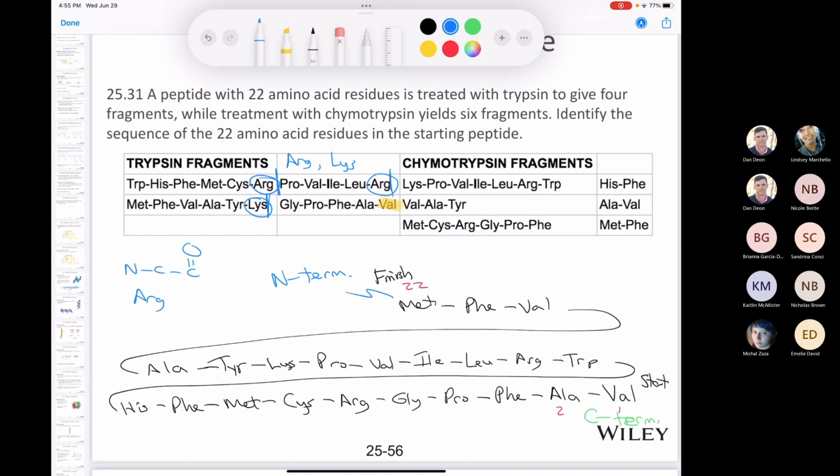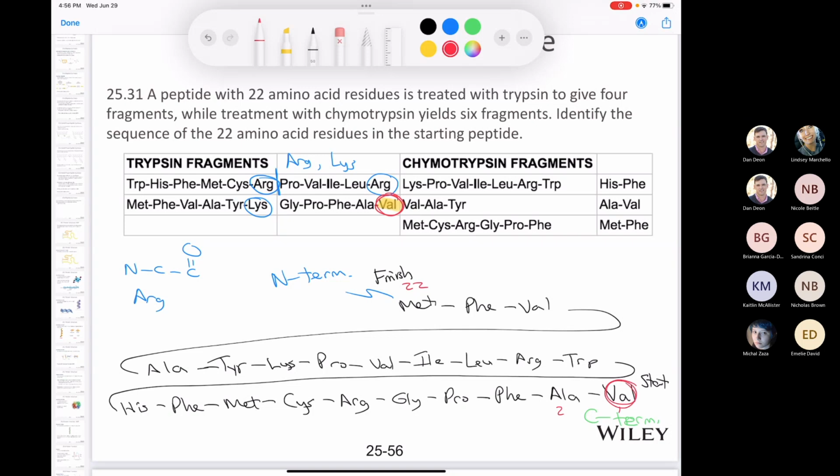Okay, so everything that's cleaved by trypsin has to end in either arginine or lysine. But there's only one fragment that doesn't, and it ends with valine. So that means that that's the end of the molecule. That is the C terminus. So that's why I started with this right here.